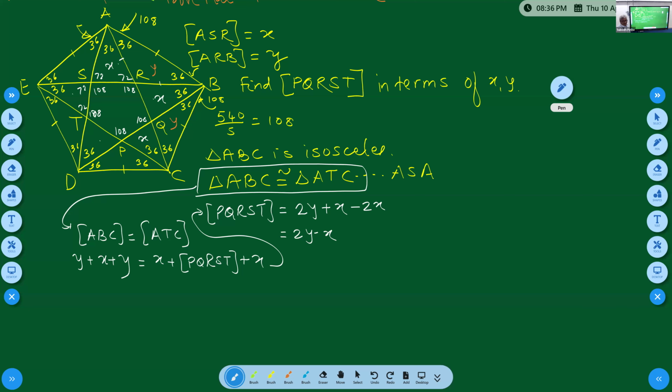Yes, but we require trigonometry because these 36, 72, 108 are not friendly angles unless we have.